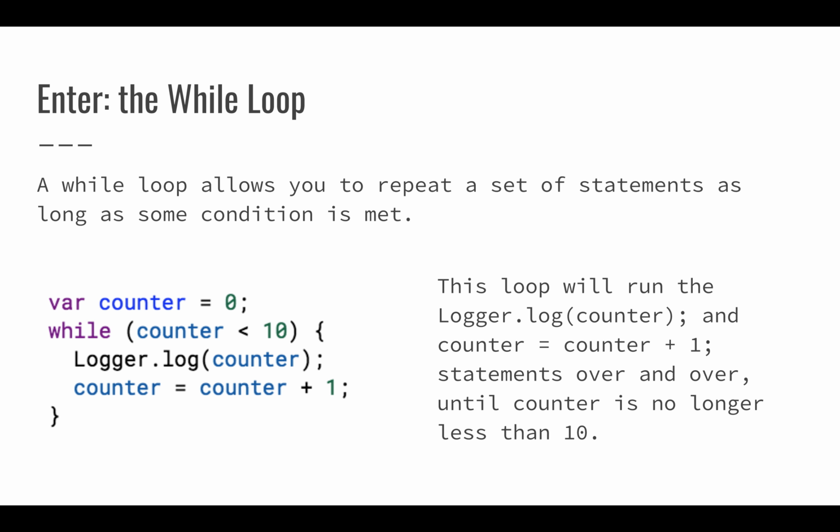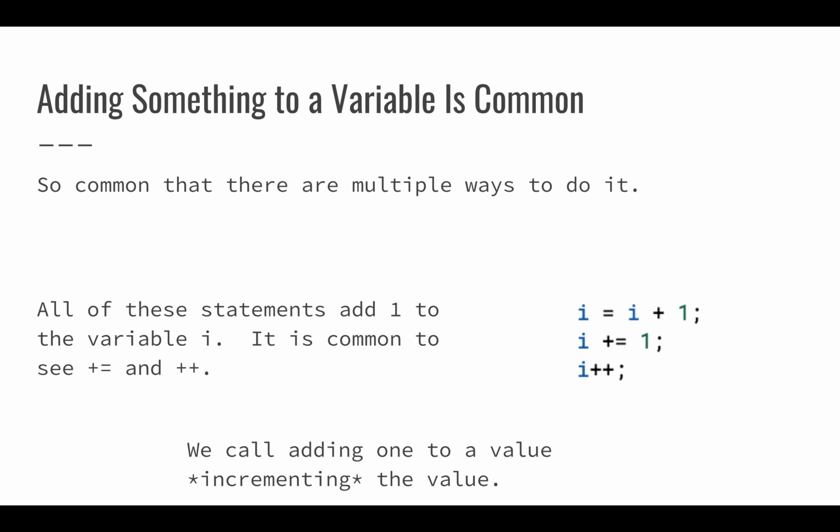So a while loop allows us to perform multiple statements repetitively and really avoid the need to write this code in a copy-paste fashion. Now, adding something to a variable is so common that we actually have many ways to do it. And this works in pretty much every C-style language that I know: JavaScript, Java, C, C++, AppScript, they all have this same kind of notation.